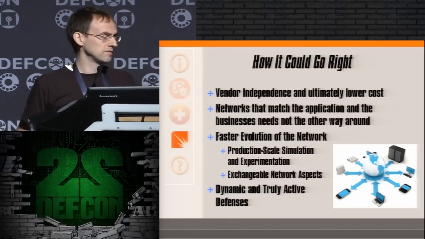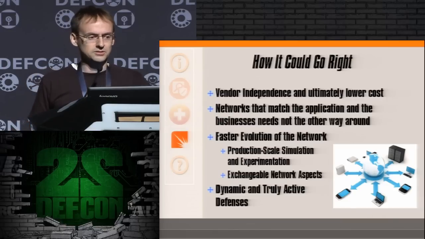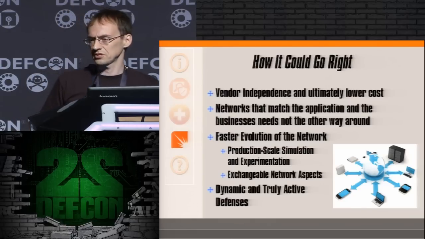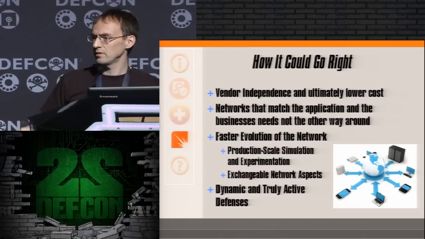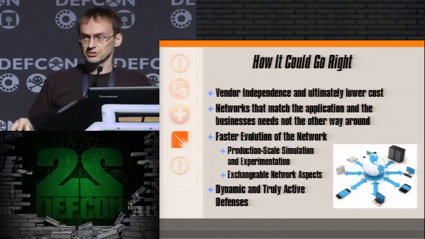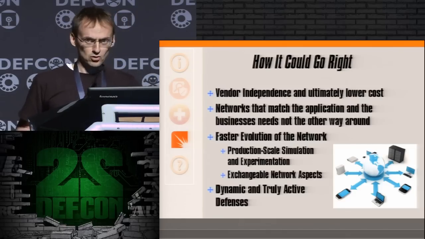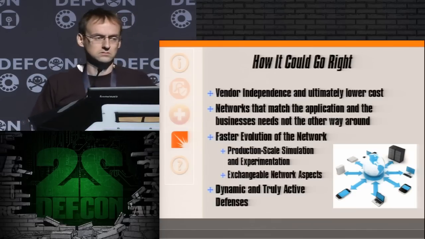And a faster evolution of that network. We can actually run production scale simulation side by side, and we do lots of experimentation. Allows us to do things like exchange network aspects, instantiate network function virtualization, where we have middle boxes, load balancers, firewalls, and we can actually move those things around wherever they need to be, as traffic conditions change and the situation changes. And then you get dynamic and truly active defenses. You can program that network to detect abnormalities, respond to those abnormalities, and start defending itself. So a lot of amazing things.